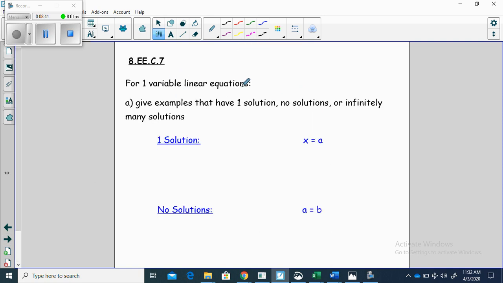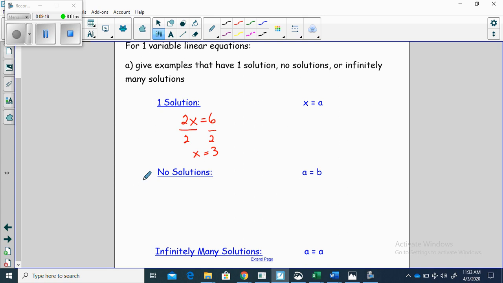Now let's do the first half of this standard. For one variable linear equations, give examples that have one solution, no solutions, or infinitely many solutions. First, we need an equation that would wind up solving as x is equal to a to only have one solution. What if I use something like this? 2x is equal to 6. If I've got that, let's check ourselves and see if that would work. Let's divide both sides by 2. X is equal to 3. Okay, that one works.